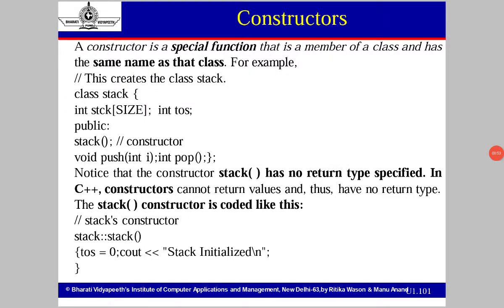So what is a constructor? A constructor is a special function that is a member of a class and has the same name as that class. So constructors are also some type of functions. Generally they are called special functions having the same name as the original class. Constructors cannot return values; a constructor has no return type specified in C++, and thus has no return type.